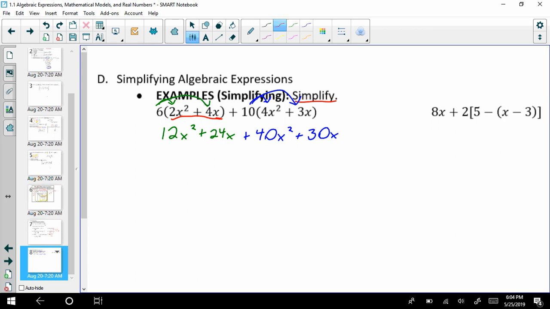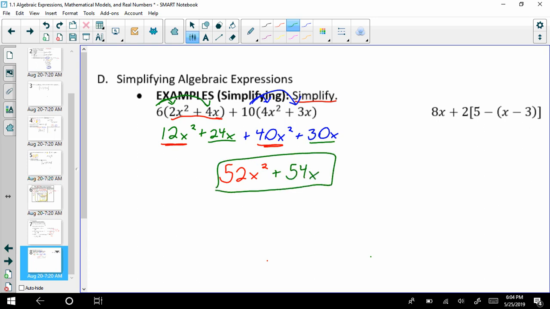And the last step would be to combine like terms. So I'm going to combine my x squareds. If I have 12 of them and 40 of them, I now have 52 of them. If I have 24x's and 30x's, I now have 54 of them. I cannot combine those together because they are not like terms. They would either both need to be x squareds or both x's.